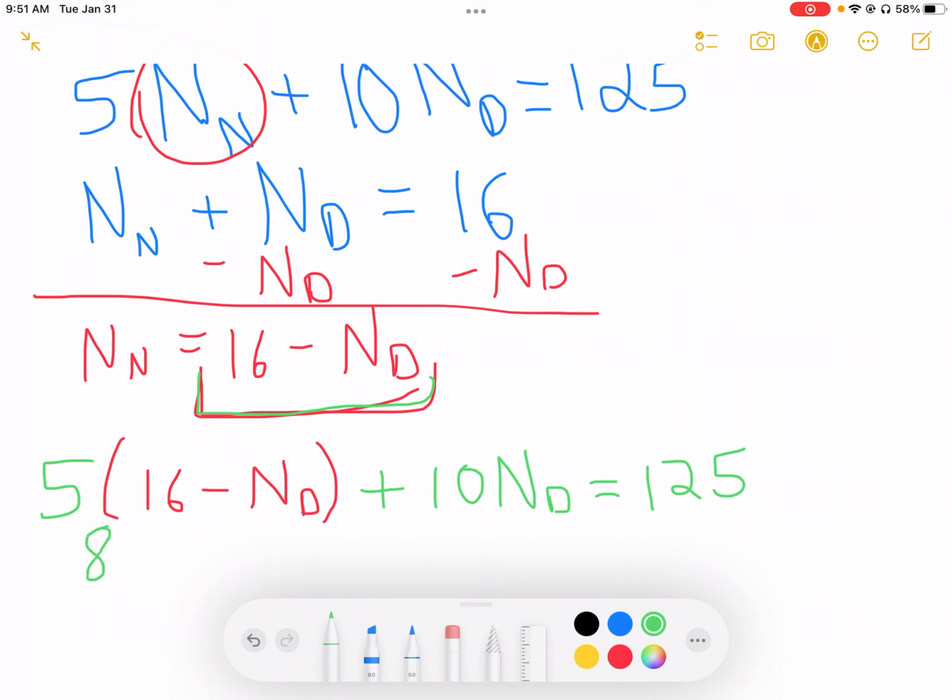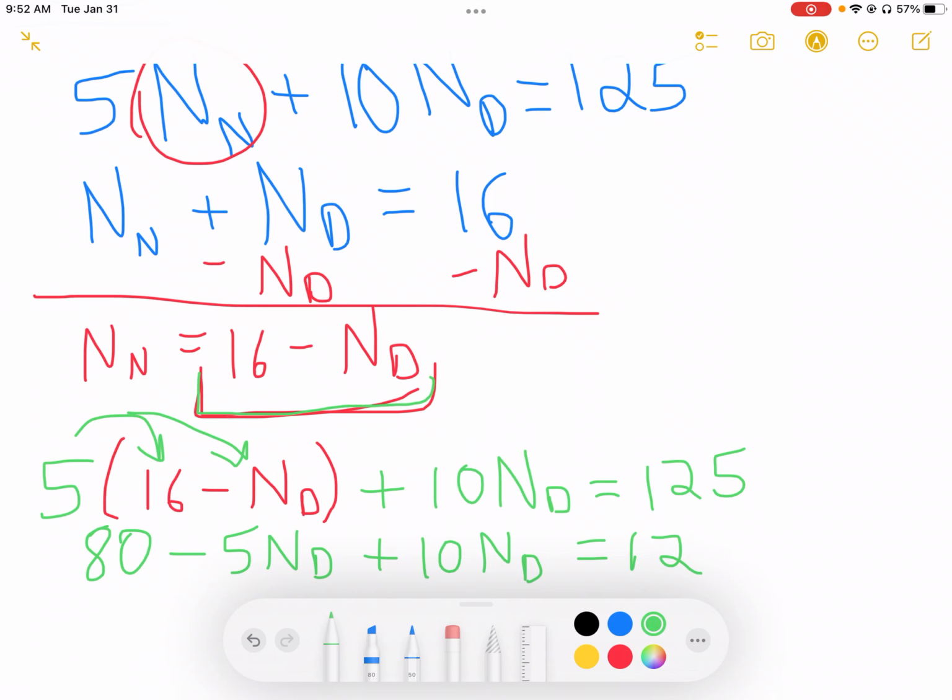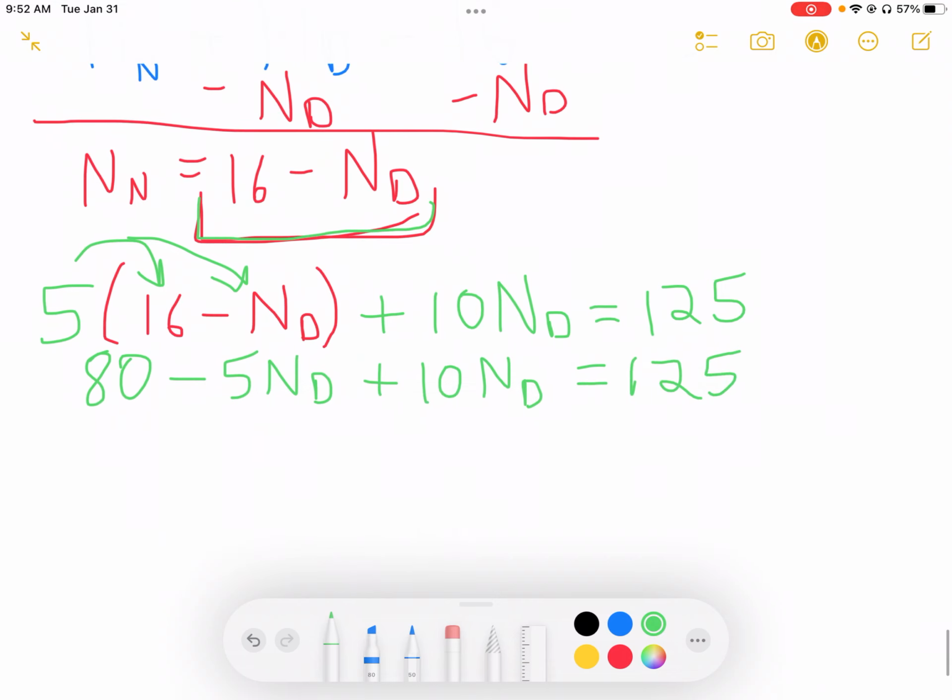So I have 80 minus 5 ND. How did I figure that out? Well, I'm distributing. I'm using the distributive principle. Then I have plus 10 ND for the number of dimes equals 125. Scroll down a little bit here. What can I combine here? Well, this term and this term are the exact same terms, so I know I can combine those.